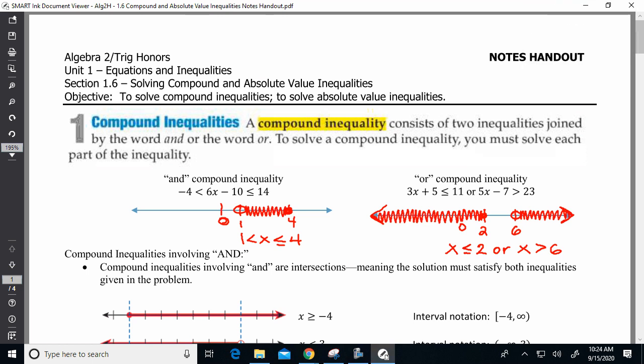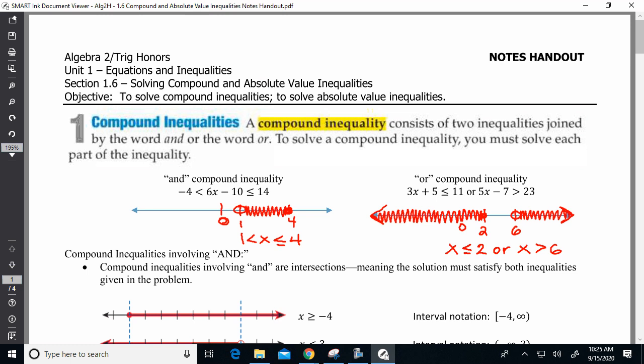This unit focuses on compound and absolute value inequalities. You may have done compound inequalities before back in Algebra 1 Honors, if you remember it. So part of this might be review, part of it might be learning for the first time. Compound inequalities serve as the foundation for absolute value inequalities. So we'll do the compounds first, take a short break, and then start on absolute values.